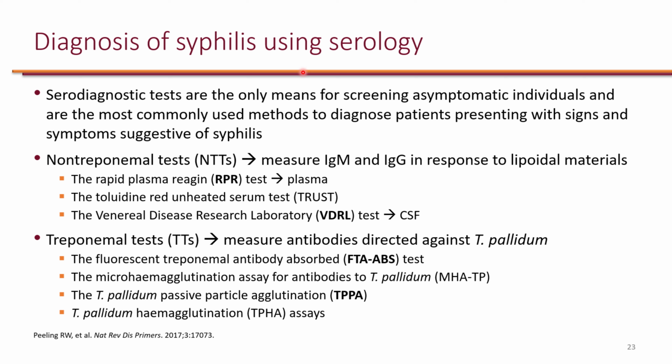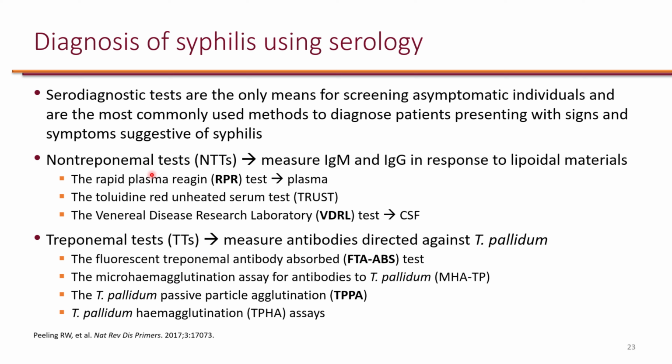And so, in the case of neurosyphilis, you may also need a lumbar puncture to get a CSF sample. But outside of neurosyphilis, essentially you're relying on serology. And we divide these into two groups. We call some of them non-treponemal tests, and the other group is treponemal tests. The difference is that non-treponemal tests measure antibodies in response to lipoidal materials, whereas the treponemal tests are antibodies directed specifically against the organism itself.